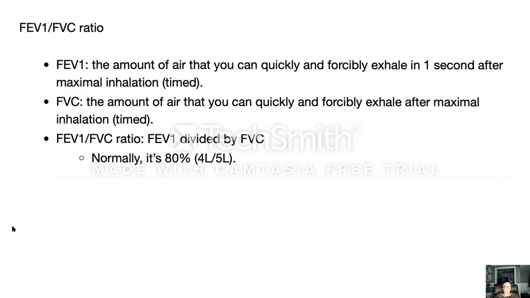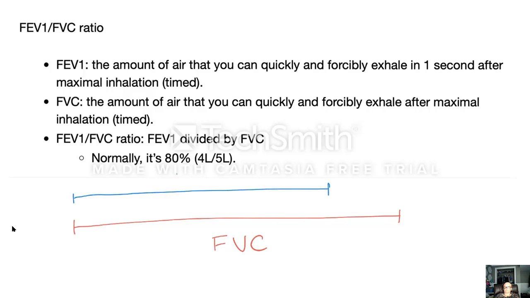Okay, Mr. John, please inhale and exhale maximally and quickly. This is called FVC. We measure out of this FVC how much volume came out during the first second, and this is called FEV1, 1 for 1 second. FVC stands for forced vital capacity. FEV1 stands for forced expiratory volume in the first second. Normally, it should have a 4 to 5 ratio, which happens to equal 80%. So normally, FEV1 to FVC ratio equals 80%.